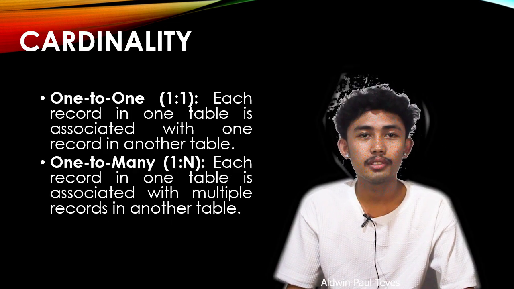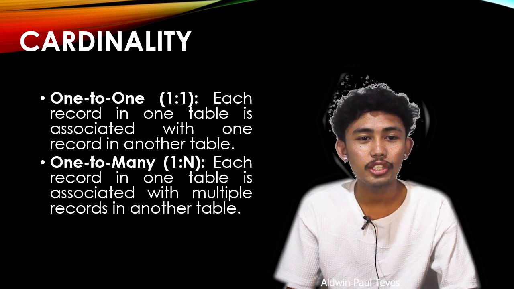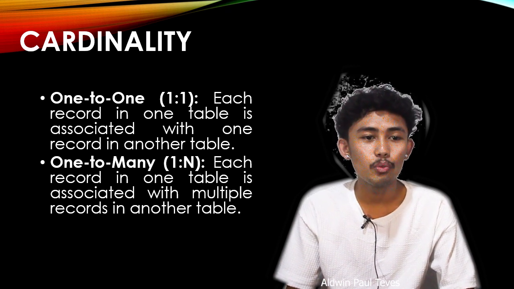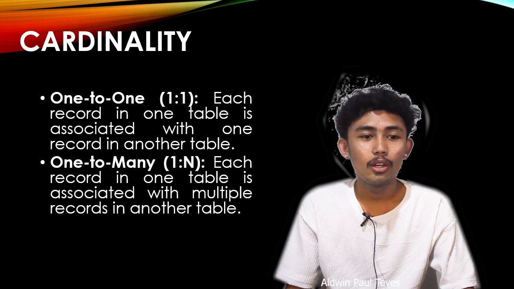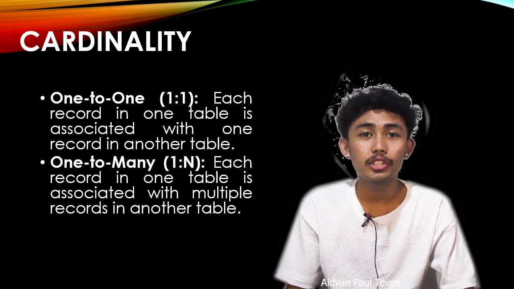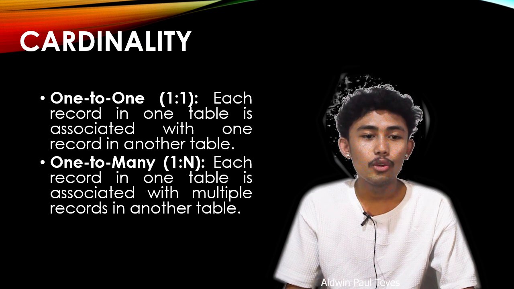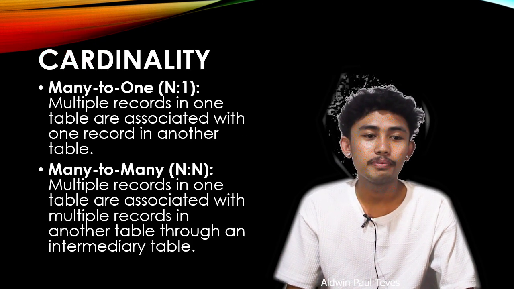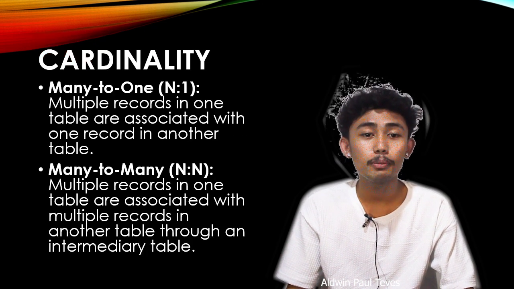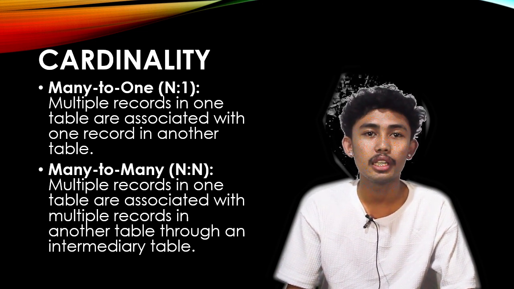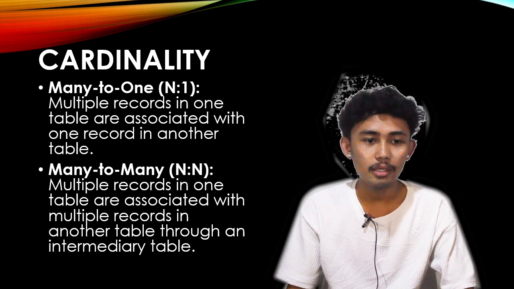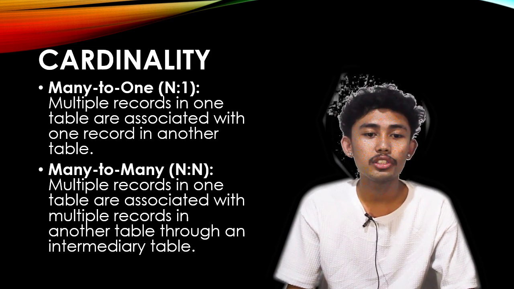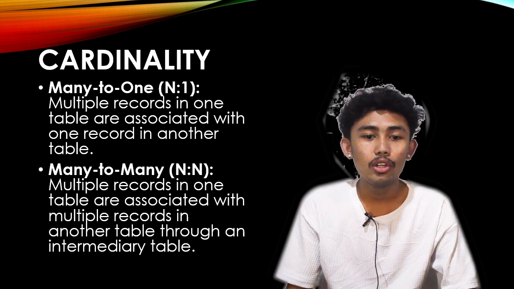Cardinality relationships. 1-to-1. Each record in one table is associated with one record in another table. 1-to-many. Each record in one table is associated with multiple records in another table. Many-to-one. Multiple records in one table are associated with one record in another table. Many-to-many. Multiple records in one table are associated with multiple records in another table through an intermediary table.